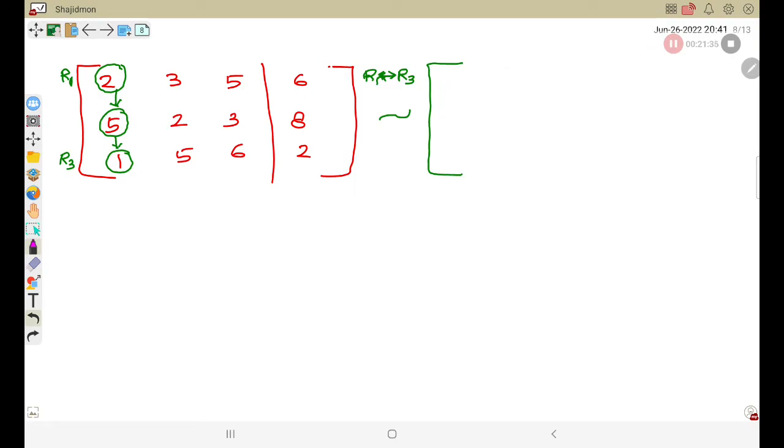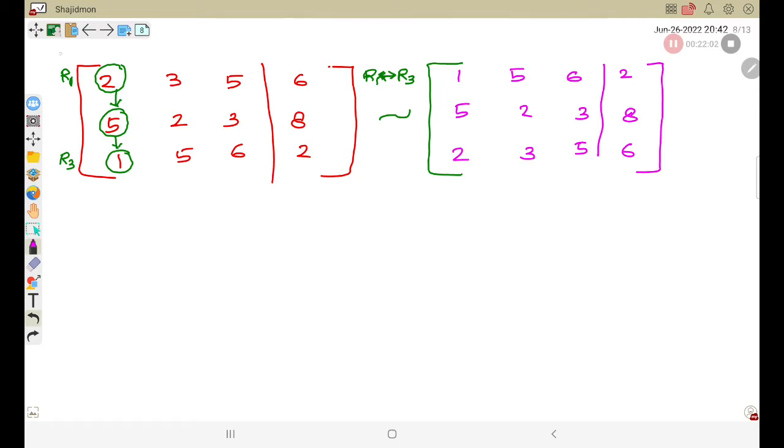See what we do: the third row, completely write as the first row. What is the third row? 1 5 6 and 2. Second row same, 5 2 3 8. First row changes to the old first row as the third row, 2 3 5 and 6. Now the first number is 1, correct? So this is how to make the first number 1. This is the first step; we can do it like this.